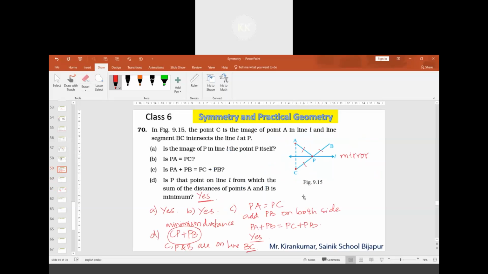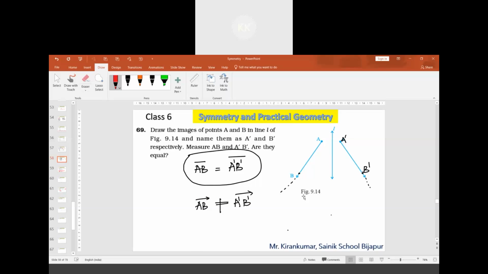Question number 69. In question number 69, you have to consider this line L as a mirror and you have to get the image of AB, which is A dash B dash. You can trace this AB and draw it here. The length of AB, if you consider it as a line segment, will be equal to the line segment A dash B dash. If you take it as a ray, unequal?